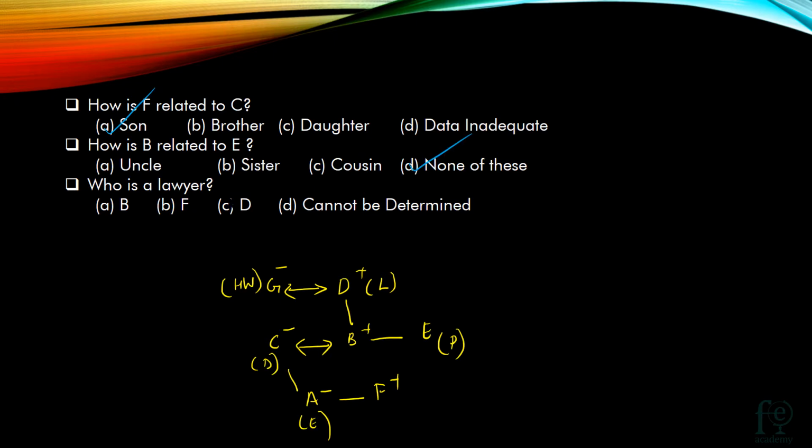Who is a lawyer? So D is the lawyer here. We already know G's husband is a lawyer. The only option available to us is that D should be the husband of G. There should be two married couples. So G should be the wife of D, and so D is a lawyer.